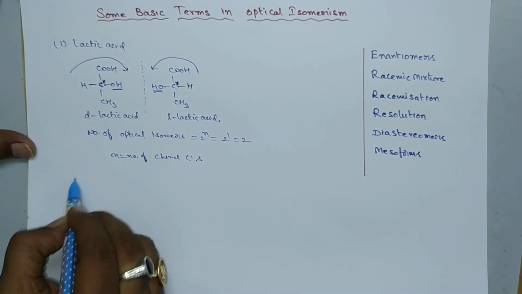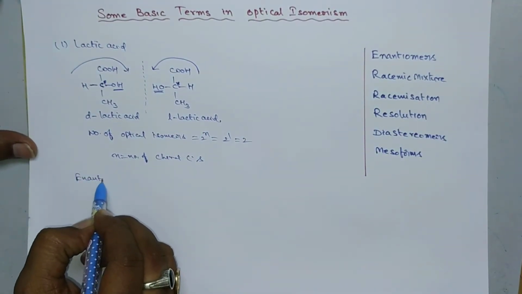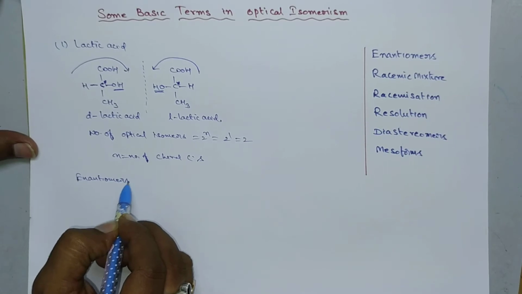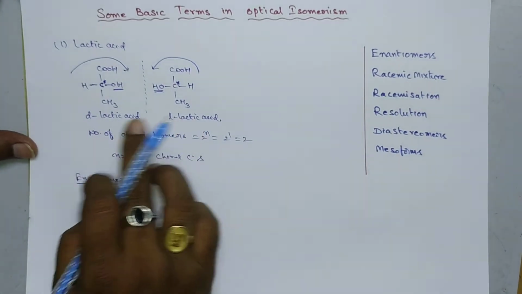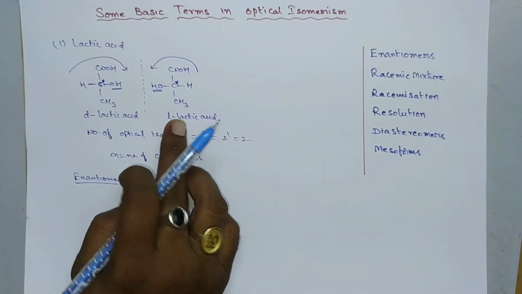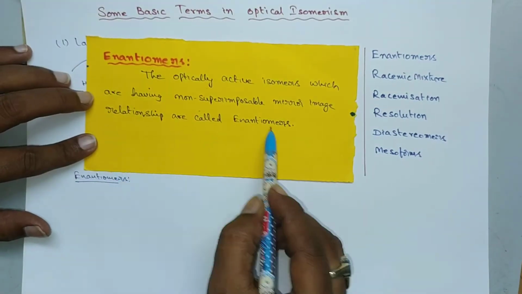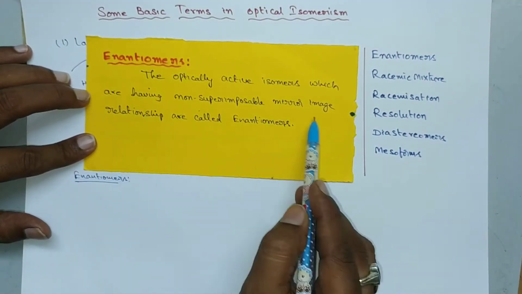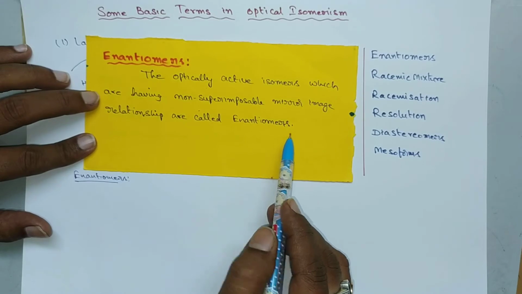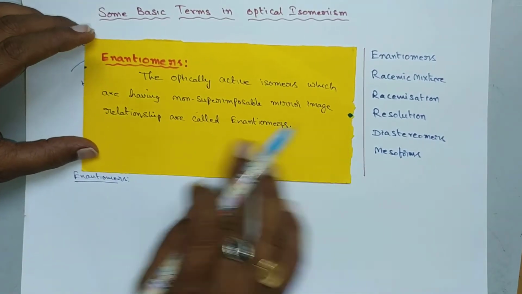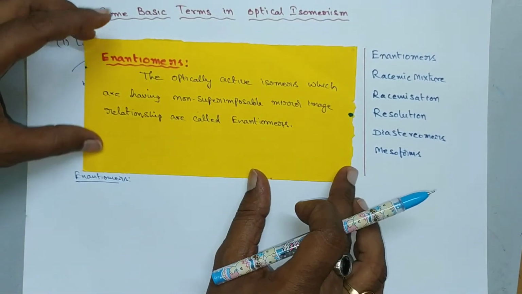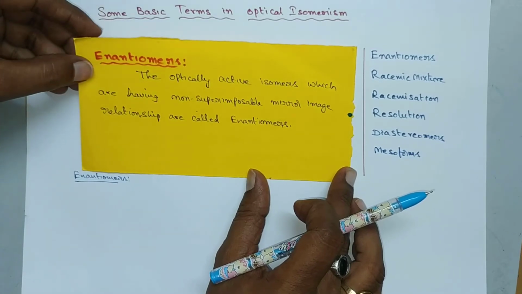So enantiomers means these are the optically active isomers which have a non-superimposable mirror image relationship. This is the definition of enantiomers: the optically active isomers which have a non-superimposable mirror image relationship.